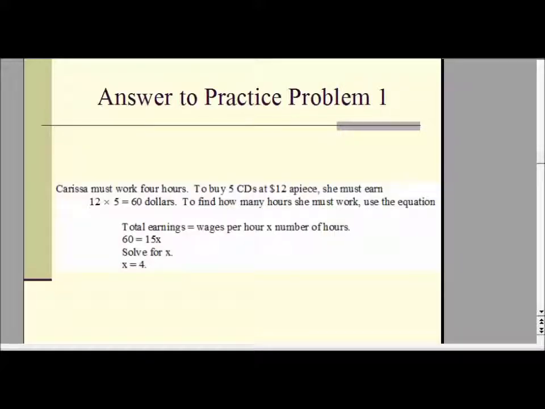Answer to practice problem 1. Carissa must work 4 hours. To buy 5 CDs at $12 apiece, she must earn 12 times 5 equals $60. To find out how many hours she must work, use the equation total earnings equals wages per hour times the number of hours. Her total wages were 60, wages per hour is 15, total number of hours is X. We have the equation 60 equals 15X. We divide both sides by 15 to solve for X. X equals 4.